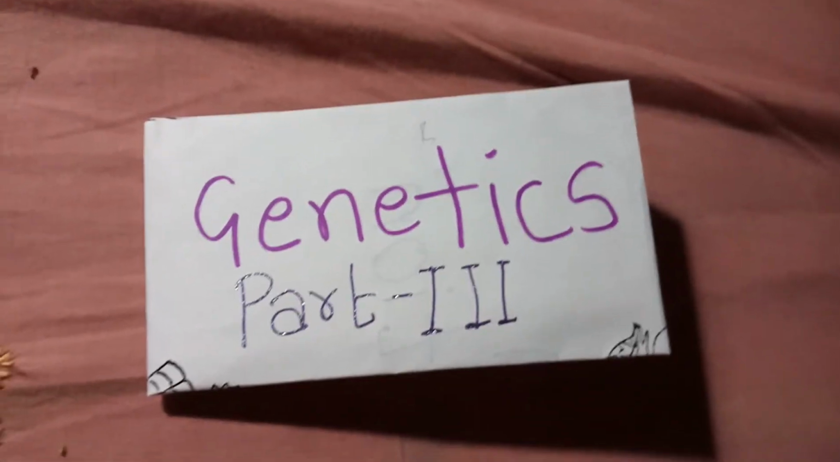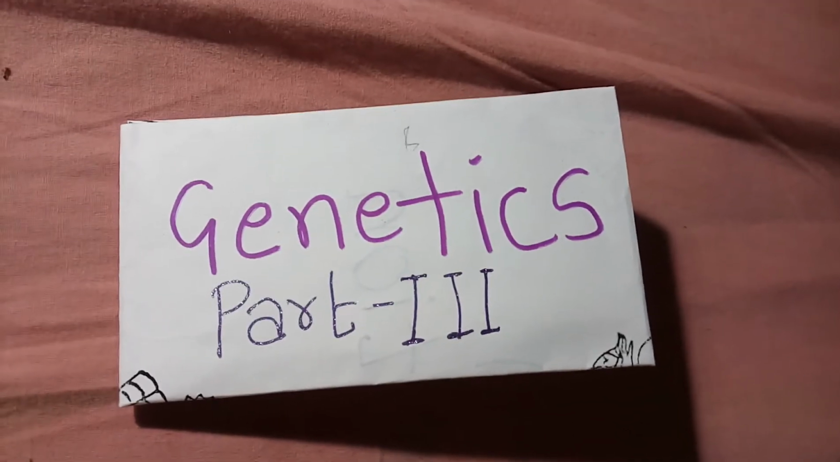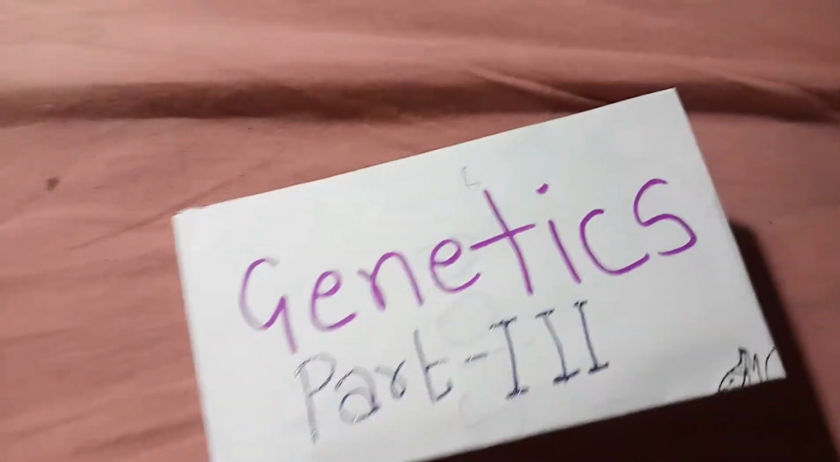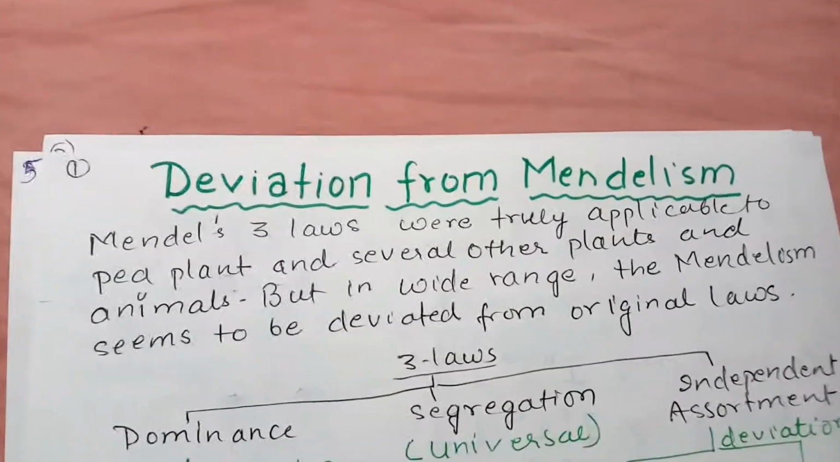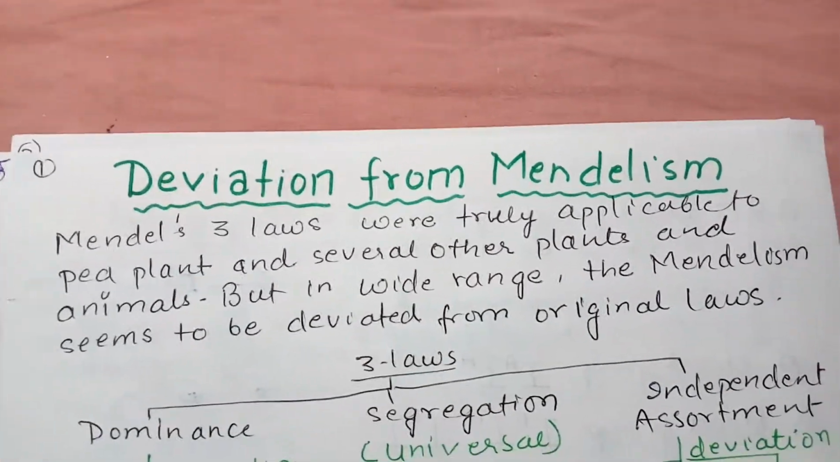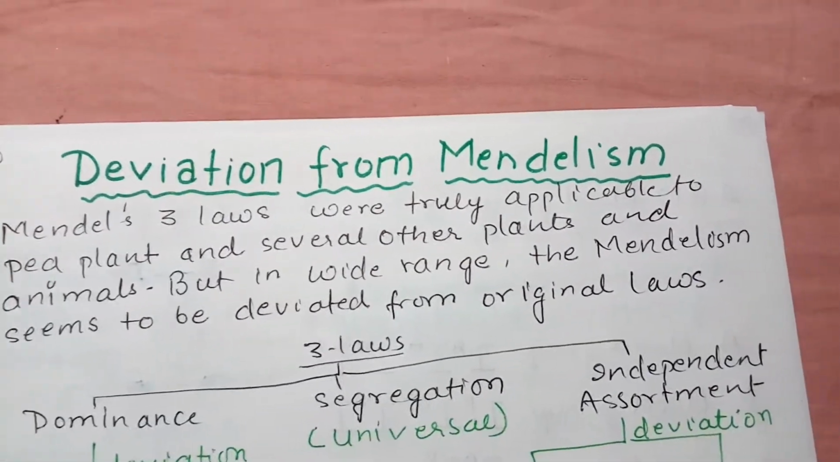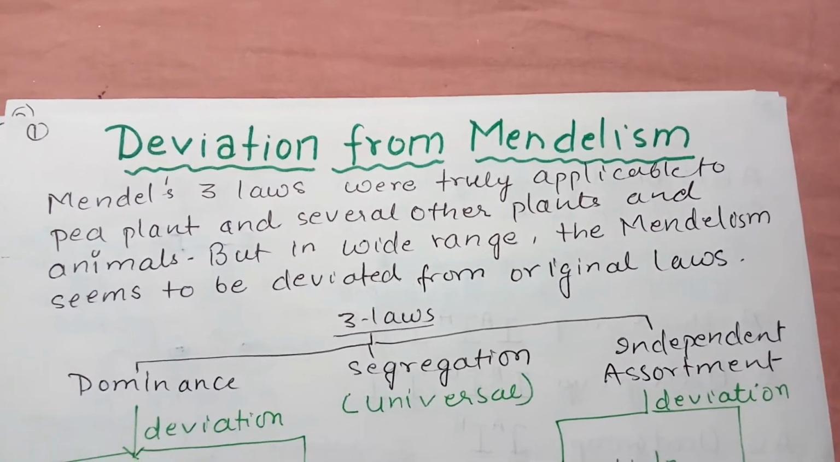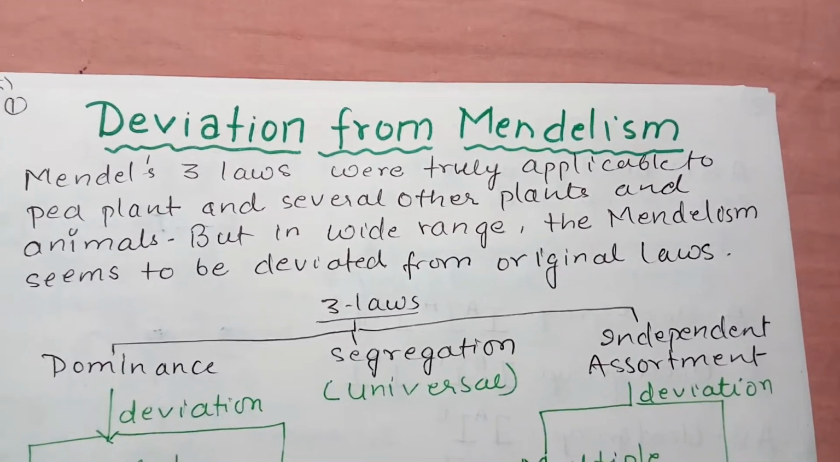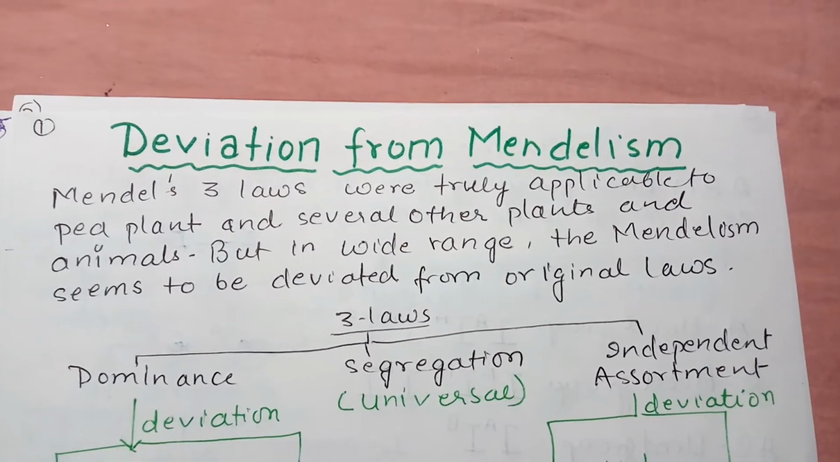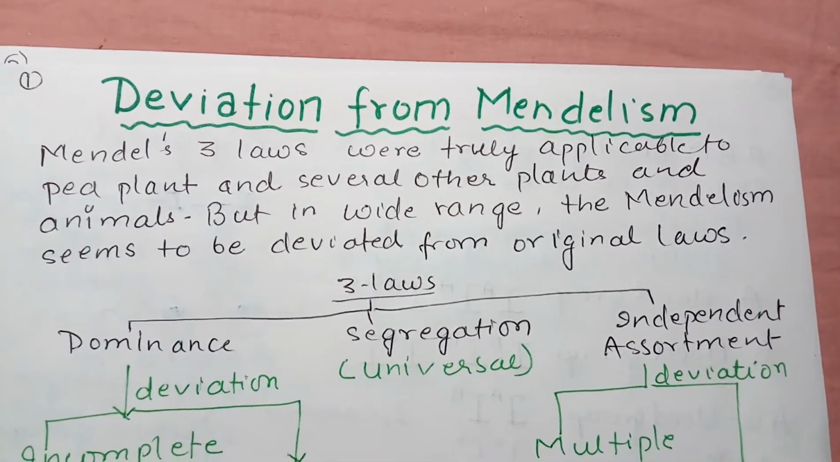Dear student, in genetics part 3 we'll be talking about deviation from Mendelism. Mendel's 3 laws were truly applicable to pea plant and several other plants and animals also, but in a wide range the Mendel's law seems to be deviated from the original law.